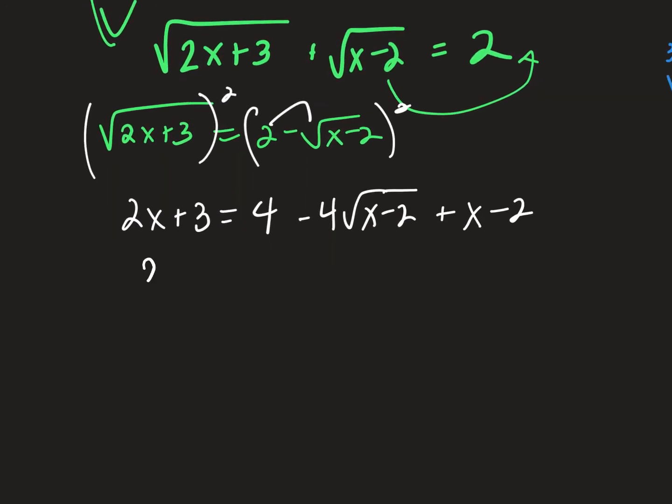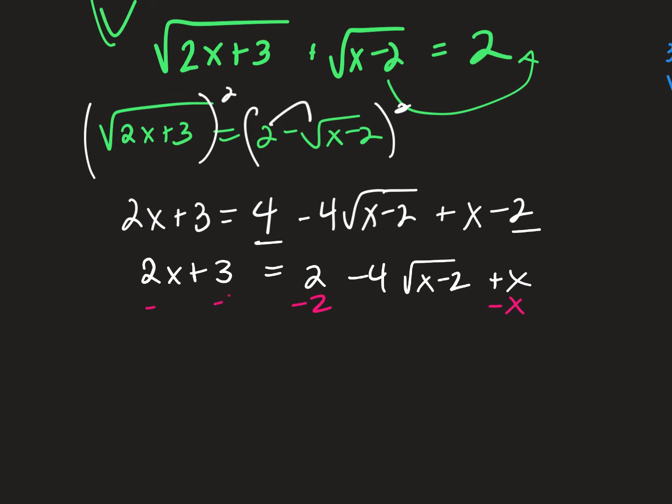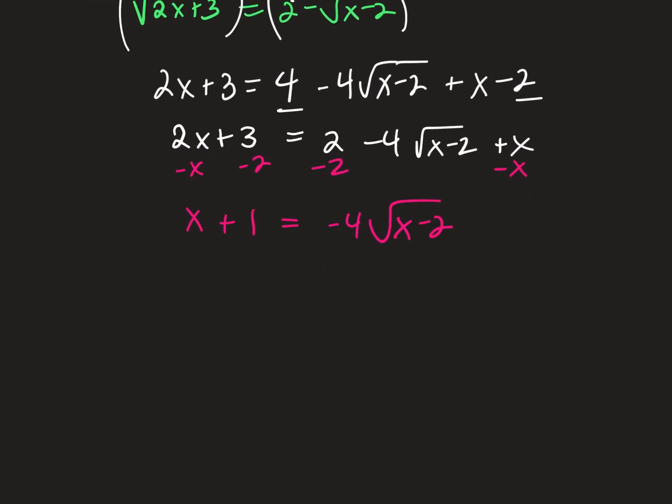I want to combine my like terms. That'd be 2 minus 4 square root x minus 2 plus x. Move all the non-square root things to the other side. So I'd get x plus 1 equals negative 4 square root x minus 2. Now, if I could divide both sides by the negative 4 and it would go in evenly, I would get rid of that negative 4, but you can't. So I'm going to square both sides. This on the left becomes x squared plus 2x plus 1, and on the right is 16.